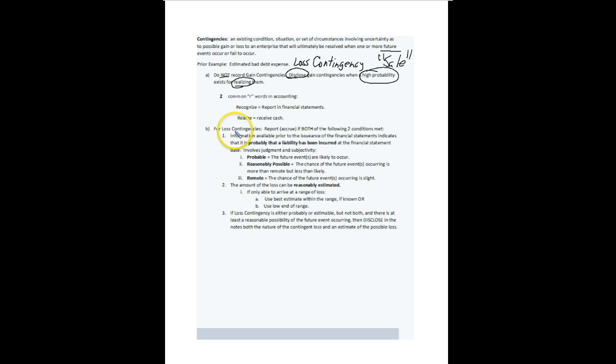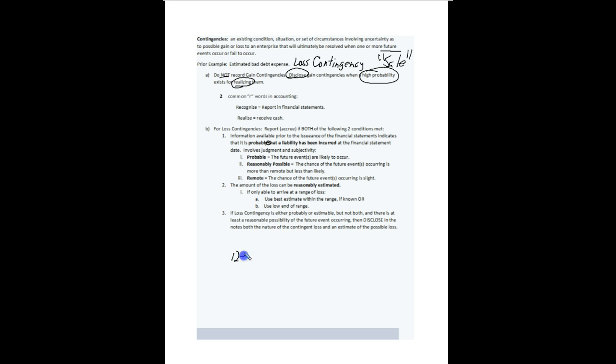A loss contingency, on the other hand, is more likely to be accrued or reported. So we will report or accrue a loss contingency if both of the following two conditions are met. One is that information available prior to the issuance of the financial statements indicates that it is probable that a liability has been incurred at the financial statement date. Now that takes some reviewing here.